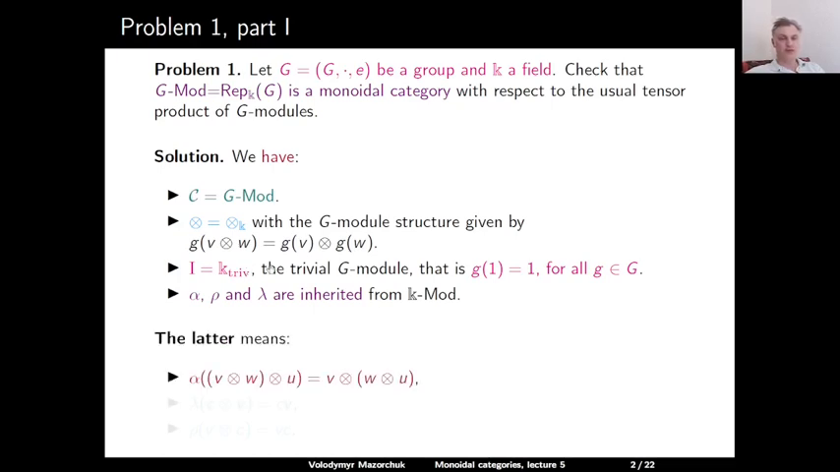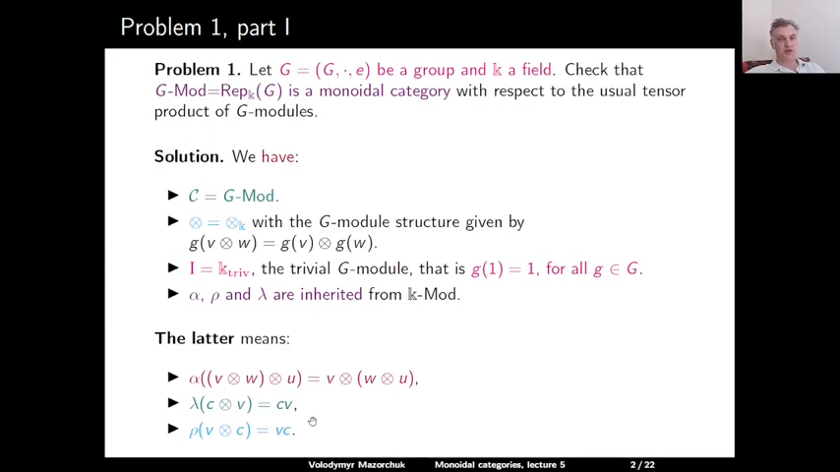This means the following: if we apply the associator to the tensor product of V and W and then tensored with U, we will get the tensor product of V with the tensor product of W and U. If we apply the left unitor lambda to the element c tensor v, here c is an element in the trivial G module, so just in K, a scalar, and v is an element in V, the outcome should be c times v. And similarly, rho applied to v tensor c should be equal to vc, and this is again equal to cv.